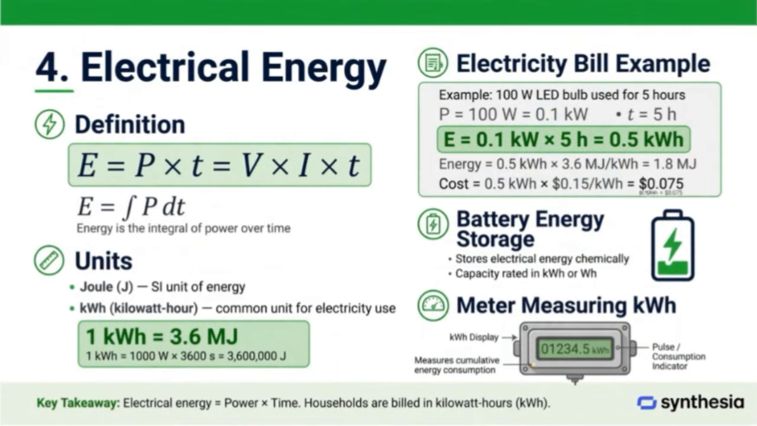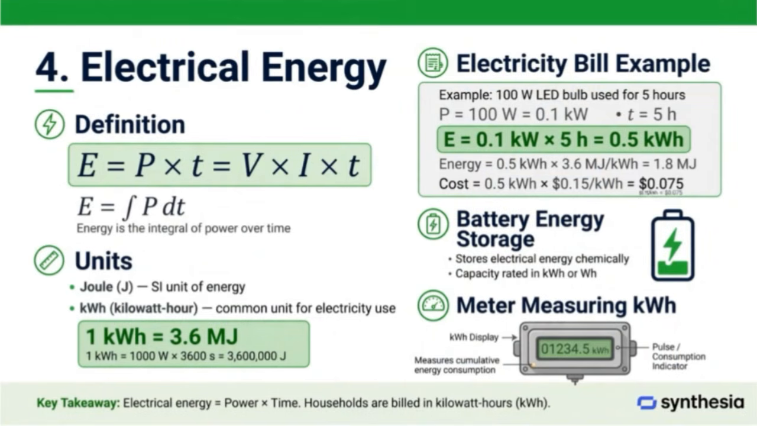Electrical energy. Energy is power multiplied by time, that is E is equal to P into T. If we substitute the value of power P equals VI, then energy can be expressed as VIT. The unit of energy is joule. But the billing unit is kWh. 1 kilowatt hour is equal to 1 kilowatt power used for 1 hour, which means 3.6 megajoules. This is 1 unit on your electricity bill.